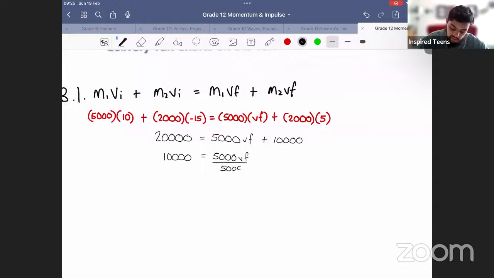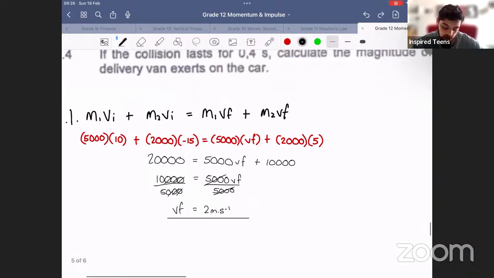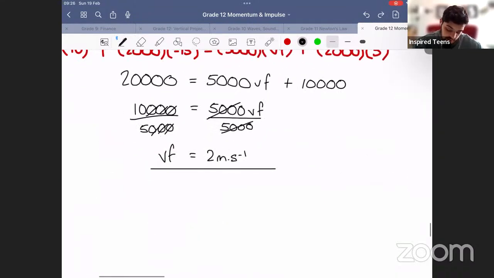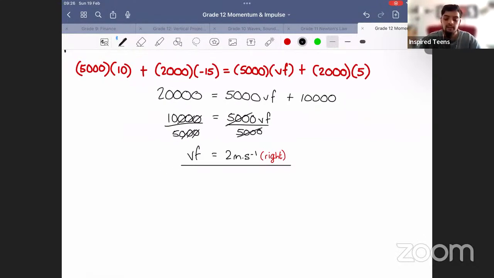Divide both sides by 5,000 or take 5,000 over as division, same thing. You get the V final as 2 meters per second. Since we are dealing with vector quantities, we should also get a negative or positive in our answer. In our answer, we actually got a positive, which means it's in the positive direction, which means it's to the right. That's how we know the direction, because in our calculation, we considered negative and positive. So our final answer is going to give us a negative or positive, and whether we get negative or positive would indicate to us the direction.